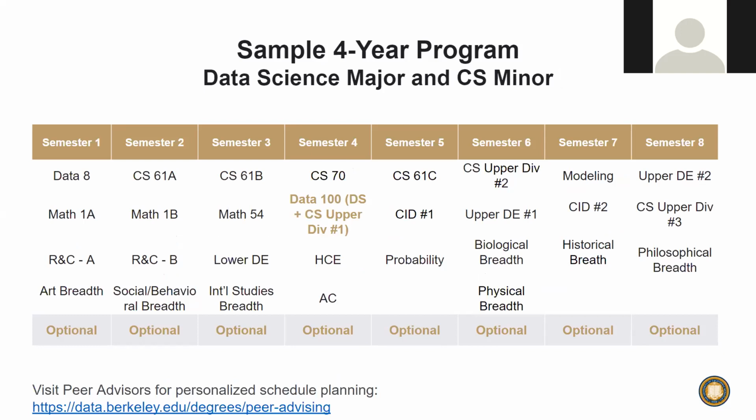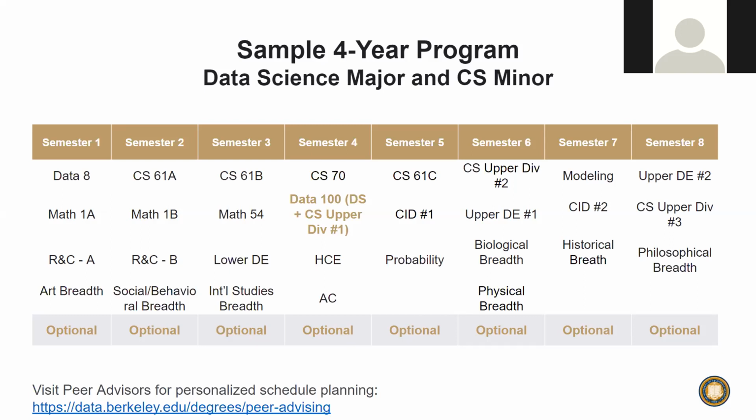Next, we have the data science major with the CS minor. Between a major and a minor, you can overlap one upper division course. So for this sample plan, Data 100 is overlapped. Additionally, we recommend taking the probability course before taking the modeling course, which is shown in this sample plan.